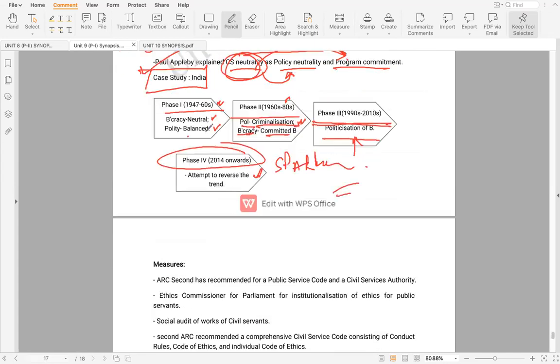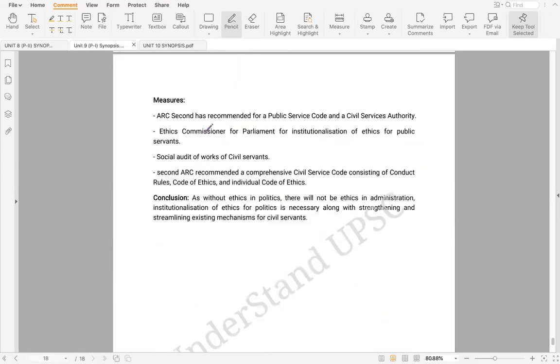What are your suggestions or measures for ensuring neutrality? Again, the Second ARC has recommended a public service code and civil services authority, an ethics commissioner for Parliament for institutionalization of ethics of public servants, and social audit. The Second ARC also recommended a comprehensive civil services code consisting of the code of conduct rules, code of ethics, and code of conduct as well.